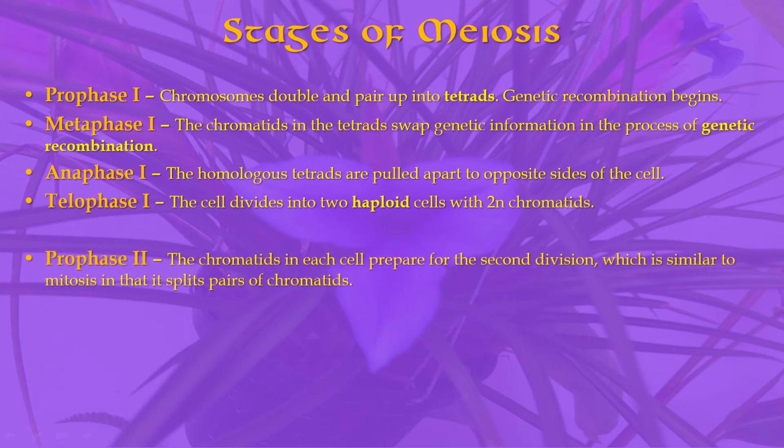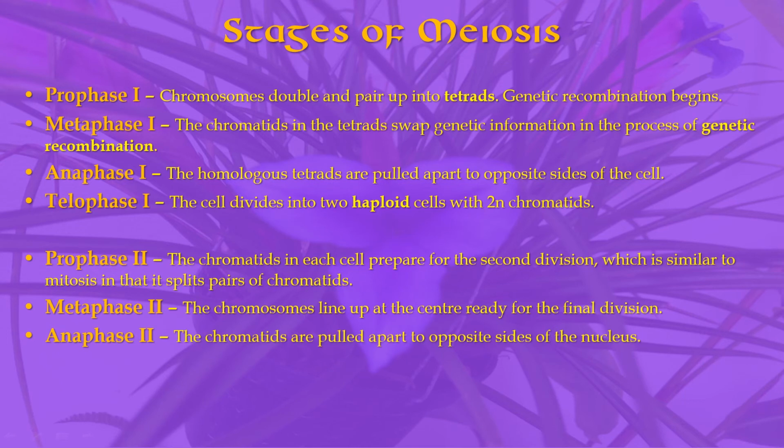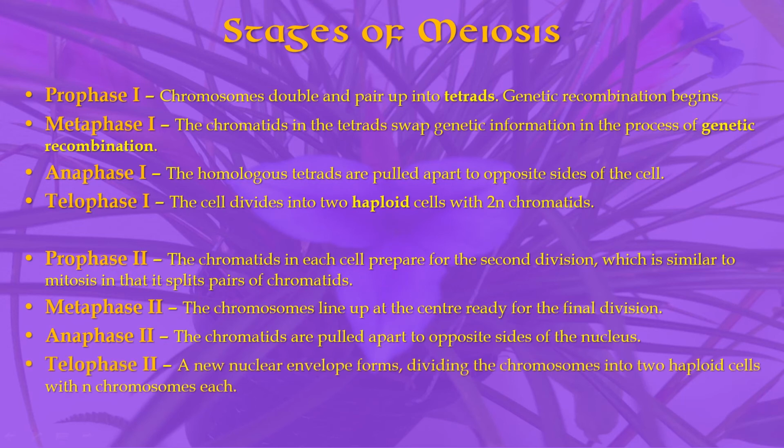Then we start prophase 2. The chromatids prepare for the second division, and metaphase 2 is when the chromosomes line up at the center of the cell, just like in mitosis. Anaphase 2 is a mitotic division when the chromatids are pulled apart to opposite sides of the nucleus. And then finally, we have telophase 2, when the new nuclei form and the chromosomes are finally divided into two haploid cells, each with N chromosomes.